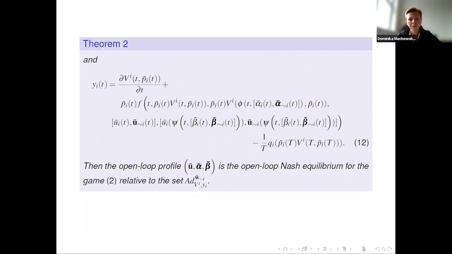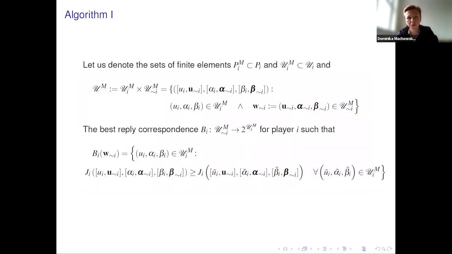And of course, we have another condition. This is the 12th condition, the condition given by 12. And if those two conditions are satisfied, then we claim that the OpenLoop profile is the OpenLoop Nash Equilibrium for our game, of course in the set AD. So this is a little bit smaller set. Okay, so this is our sufficient condition, and based on this condition, we are able to define a numerical algorithm.